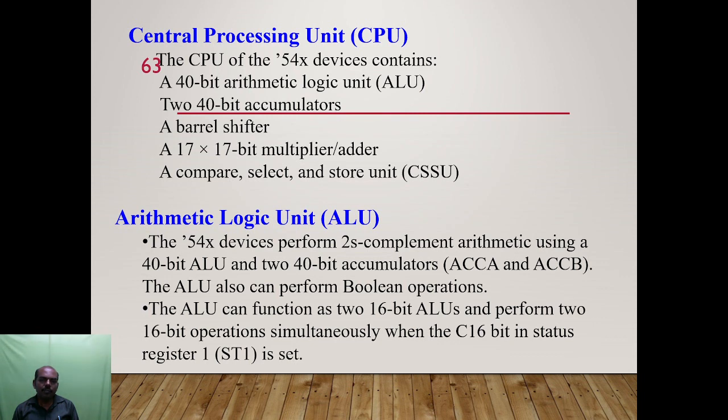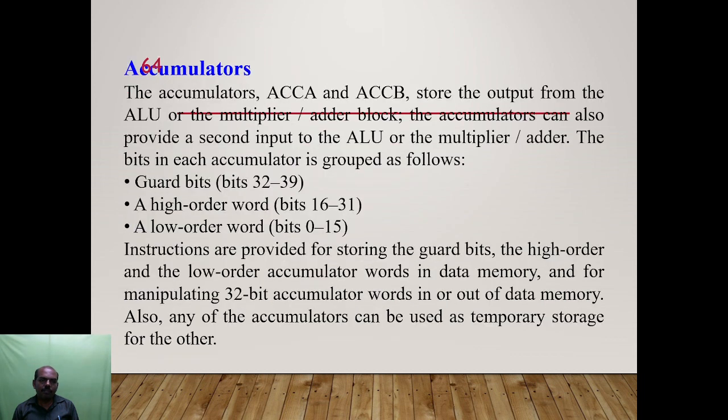In the ALU, it performs two's complement arithmetic with a 40-bit ALU. The ALU can also perform Boolean operations. In the accumulator, guard bits are bits 32 to 39, A high order word is bits 16 to 31, and A low order word is bits 0 to 15.